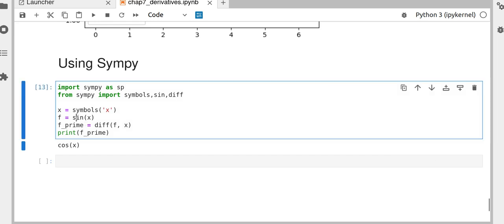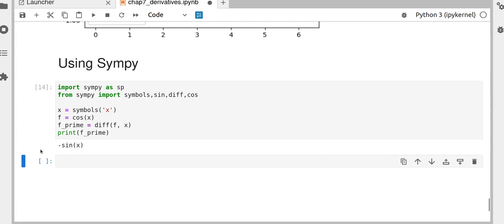And if you import cos as well, and you want to differentiate cos x, what will be the answer? The derivative of cos x with respect to x is going to be minus sine x, and so on and so forth. So that's how you do the derivative of a function using SymPy.